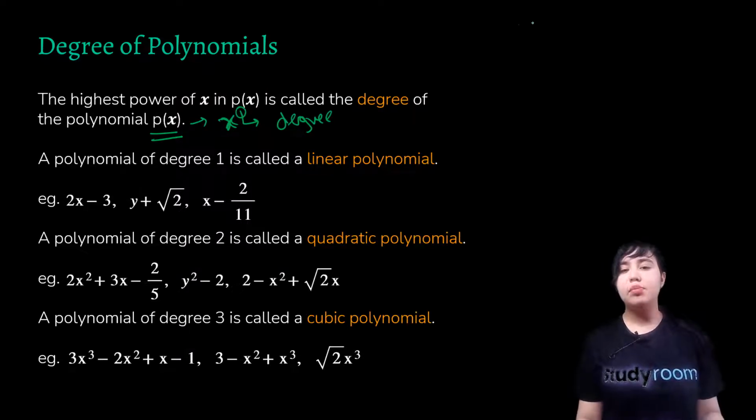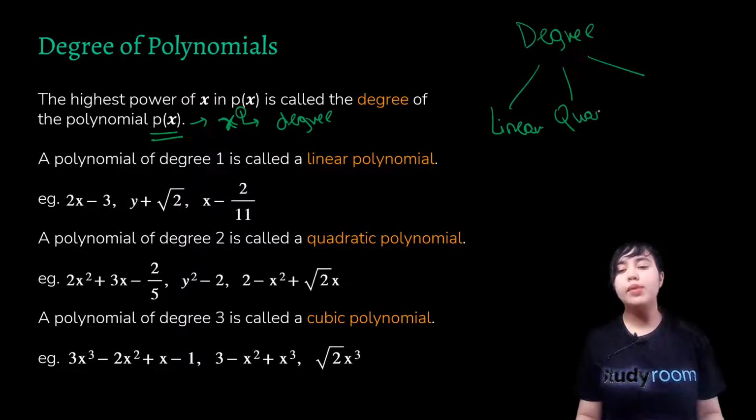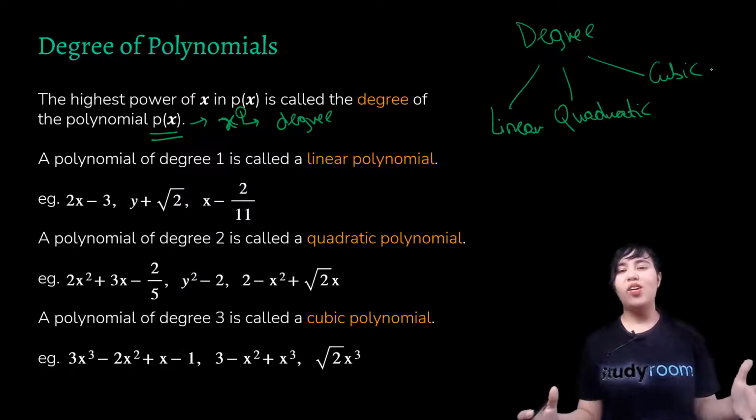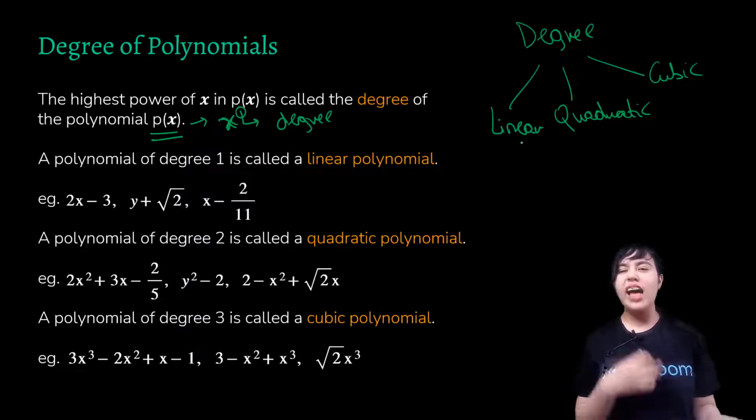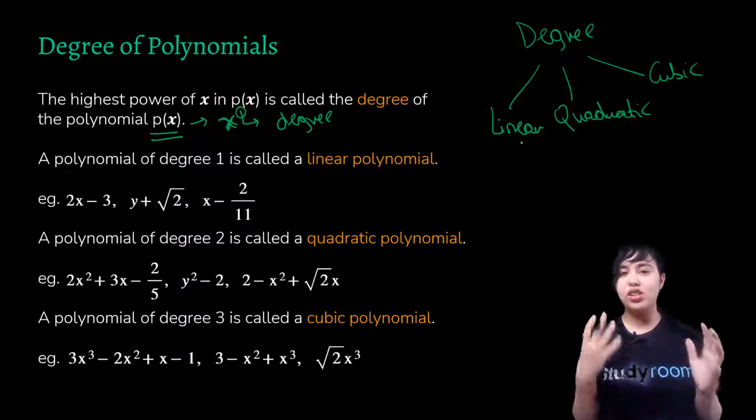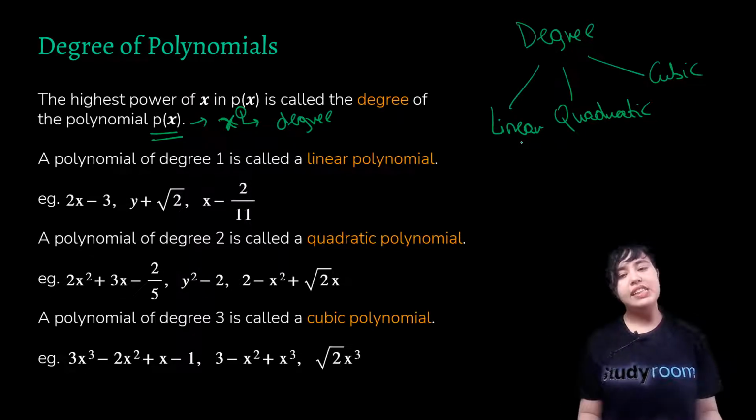Now why is this degree important? Because based on the degree, we can have different types of polynomials. We can have linear polynomials, quadratic polynomials, and cubic polynomials. Well, we can have any order of polynomials, but we will try to restrict ourselves to these three types. So linear polynomials. As soon as you hear the word linear in algebra, please remember it means degree 1. So if degree is equal to 1, then it is linear.